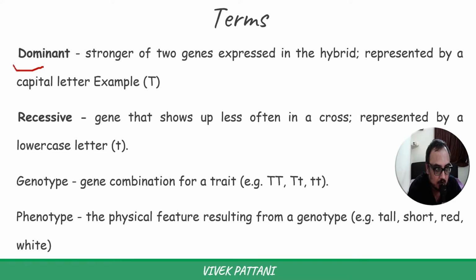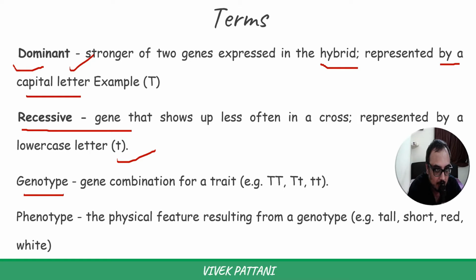Moving forward, these are some of the basic terms. The first one is dominant. What do we mean by dominant? The stronger of the two genes expressed in the hybrid, represented by a capital letter. The gene which is expressed in a hybrid is the dominant gene, and the recessive gene shows up less often in a cross and is usually represented by a small letter.